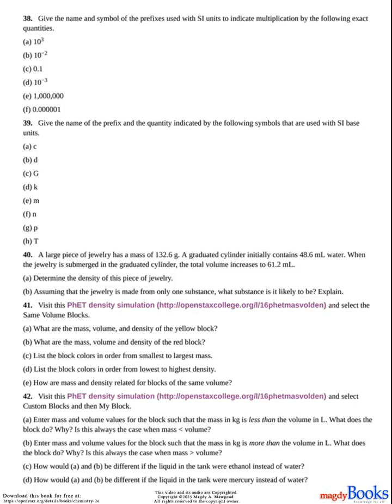40. A large piece of jewelry has a mass of 132.6 gram. A graduated cylinder initially contains 48.6 milliliter water. When the jewelry is submerged in the graduated cylinder, the total volume increases to 61.2 milliliter. A. Determine the density of this piece of jewelry. B. Assuming that the jewelry is made from only one substance, what substance is it likely to be? Explain. 41. Visit this Fed density simulation.